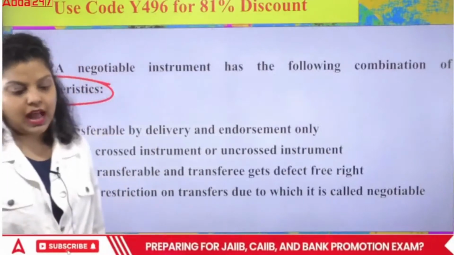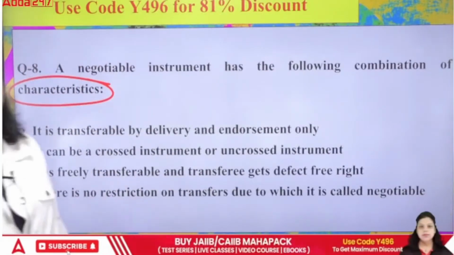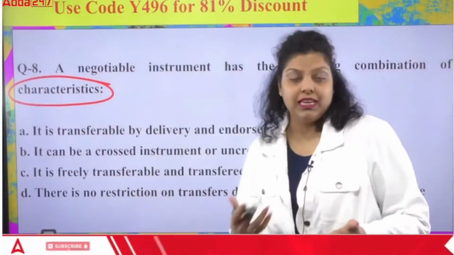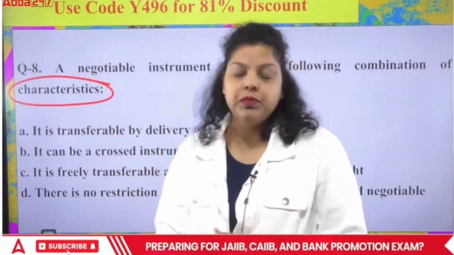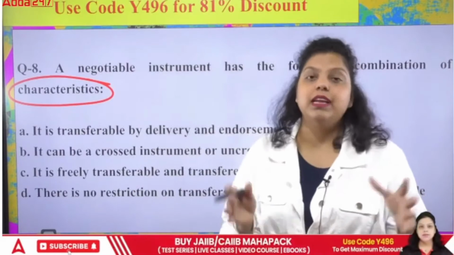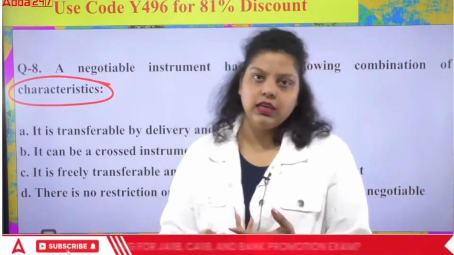The Negotiable Instruments Act was introduced in the year 1881. Negotiable instruments are instruments that are freely and easily transferable from one person to another. Section 13 of the Negotiable Instruments Act 1881 defines three negotiable instruments: first is the promissory note, second is the bill of exchange, and third is the check.